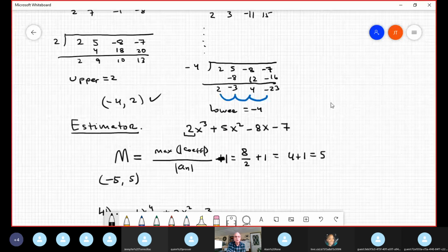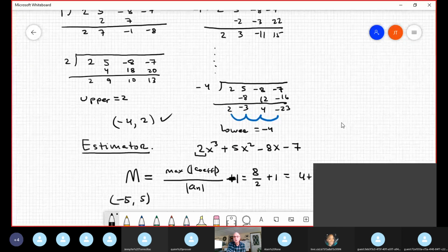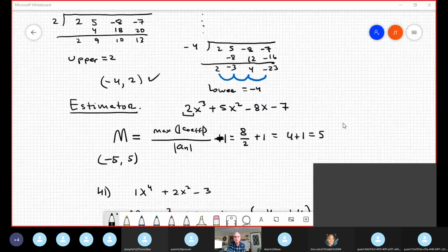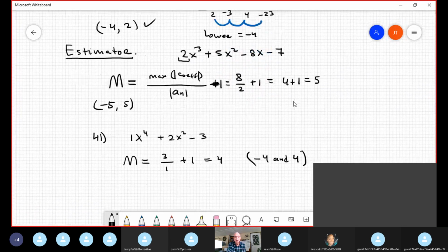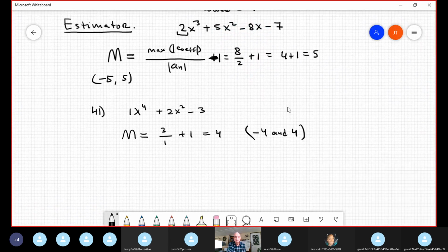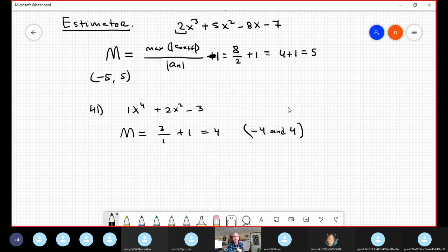Understand or confusing? Confusing. Okay, it's just a stupid formula. And that's it. You find the maximum coefficient divided by the leading coefficient plus 1, and you determine one number. And you suppose, hypothetically, that the zeros lie in between this interval. What part is confusing?